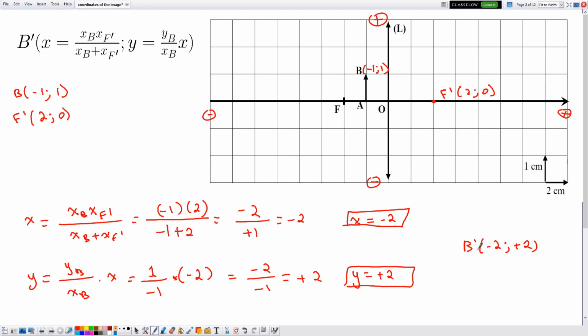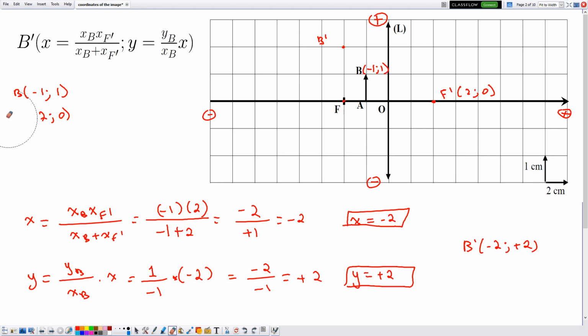So now let's locate the point B prime in the orthonormal system or on the graph. So xB prime is equal to minus 2, so we count 2 divisions in the negative direction, so 1, 2. And the plus 2 means that we count 2 divisions upward, so 1, 2. This will be the point B prime of B. And I repeat, this we do on the scratch. It's not part of the answer. Okay, so here we are just locating the point B prime before we do the tracing.